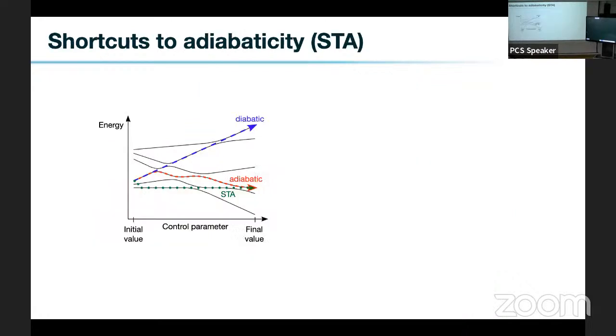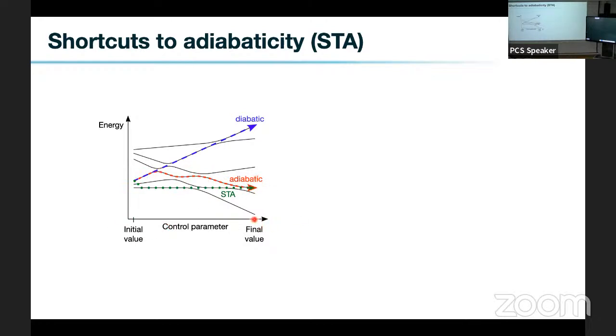The solution was the shortcuts to adiabaticity technique. The concept is very simple. This is just a conceptual image to explain this STA, shortcut to adiabaticity. The x-axis is the Hamiltonian parameter, or control parameter, and the y-axis is the energy. So if we change the control parameter slowly enough, then the energy level follows this line, and it keeps the energy level during the transition, right?